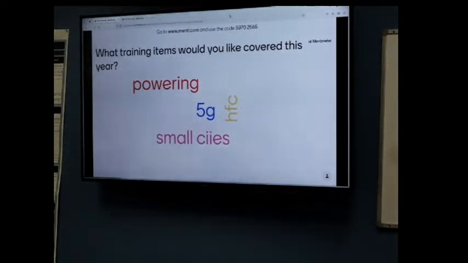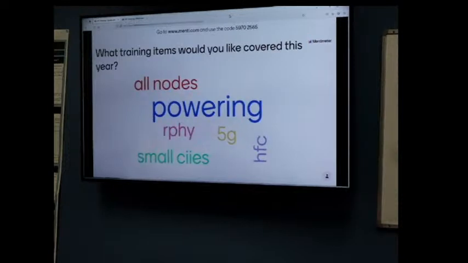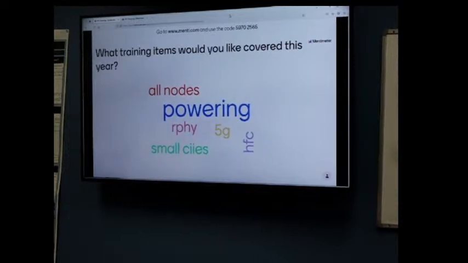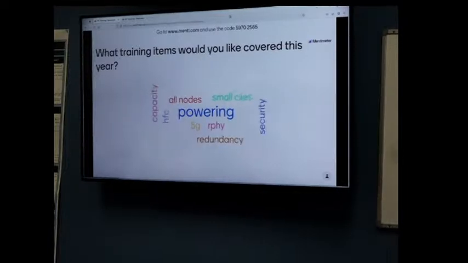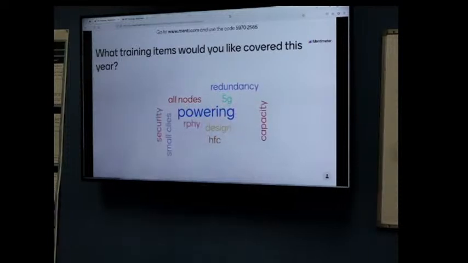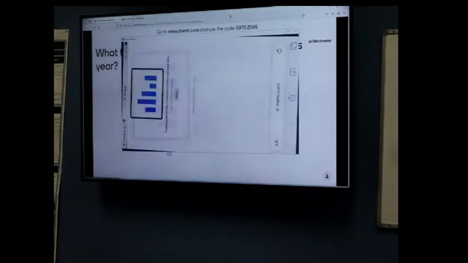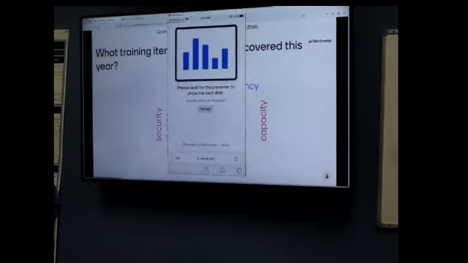So good, 5G, that's a good one. Small cells. I don't know which MSOs you're working with, but small cells are going to be a big thing coming up here. I know because we make communication products that enable small cells on the HFC network. So a lot of you are going to be seeing a lot of those. Capacity, security, R5, that's good. Powering, I like that. Powering's getting a big following. I appreciate that.